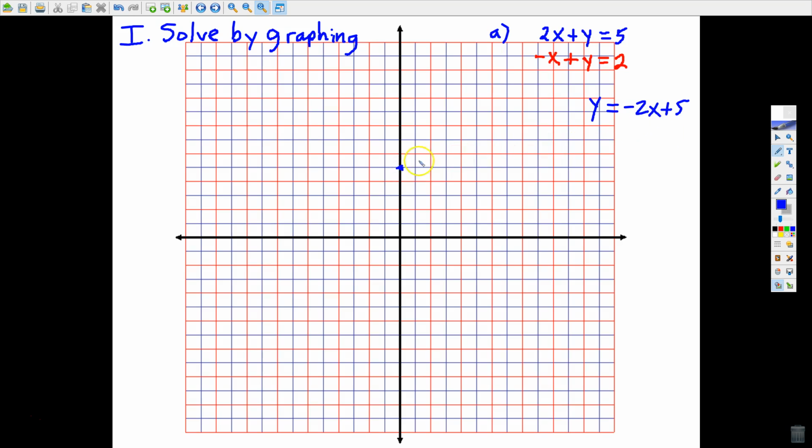Negative 2 is the slope, so I start at positive 5, and I count a negative 2 slope as up 2, left 1, or down 2, right 1. And you'll definitely want to use a ruler for these because we need to be precise. We need to know exactly if they cross, where they cross. Okay, so I'll just match up blue equation and blue line.